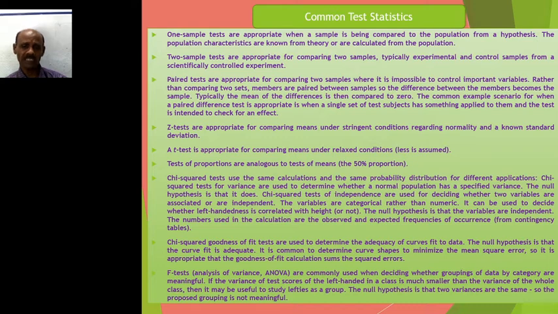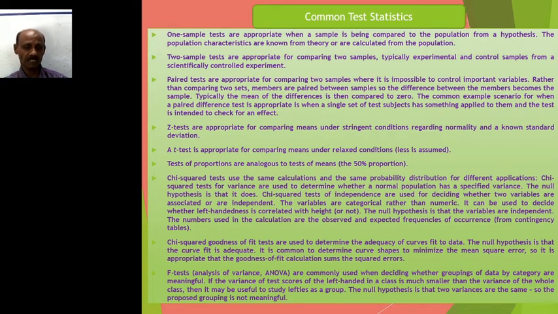The next one is the Z-test. These tests are appropriate for comparing means under stringent conditions regarding normality and a known standard deviation. The next one is the t-test. A t-test is appropriate for comparing means under relaxed conditions, that is, less is assumed. Next are tests of proportions, which are analogs to tests of means, used when the data is a proportion.